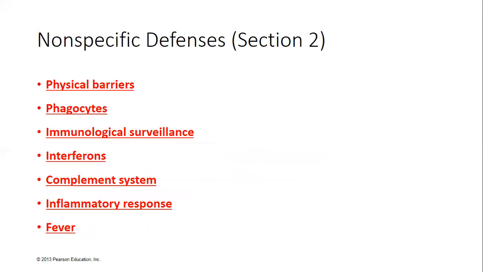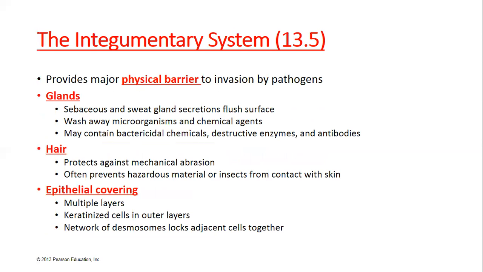And here's a list of non-specific defenses. You have 7 different types of non-specific defense. We're going to talk about some of them specifically, and some of them we'll kind of brush over. So the integumentary system provides a physical barrier. Anything that provides a physical barrier is going to protect you. And included in that physical barrier, there are glands like sebaceous and sweat glands that can flush secretions off the surface of the skin or wash away microorganisms. Some of those secretions contain antibacterial products or destructive enzymes that can prevent infection.